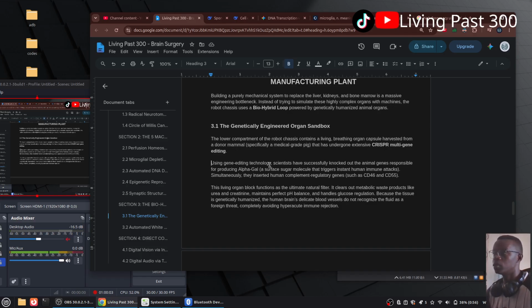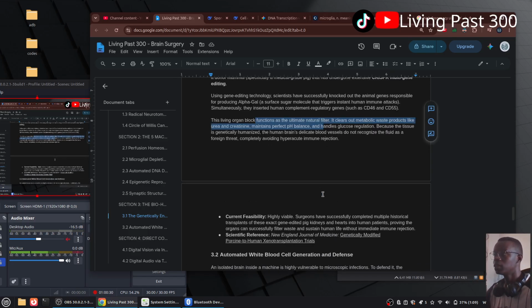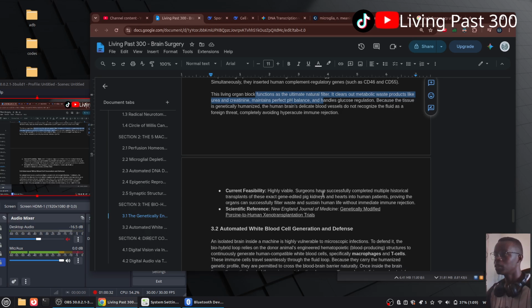Yeah, and we also have to do this in that organ that we are going to use as a donor organ. We have to remove alpha-gal, which is a surface sugar molecule that triggers the human immune attack. Okay. And instead, we put in friendly human complement regulatory genes. The living organ functions as the ultimate natural filter. Oh, okay. It's like having a liver and a kidney alongside the robot chassis.